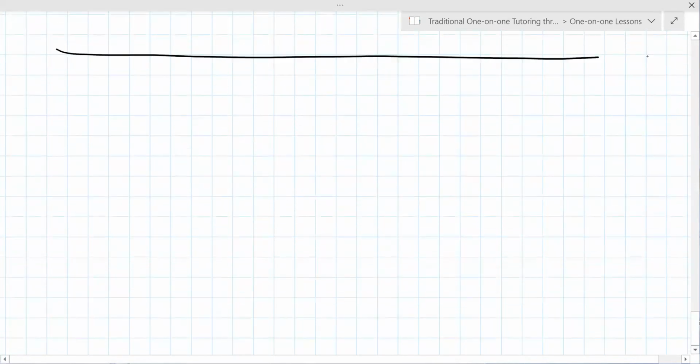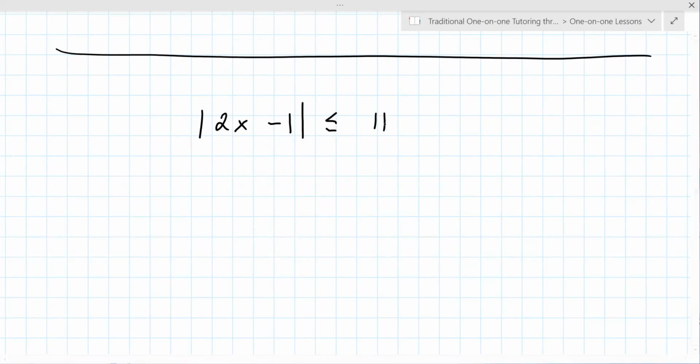Let's have you try one more here. See if we can get it right this time. Absolute value 2x minus 1 less than or equal to 11. Go ahead and try this on your own, please.